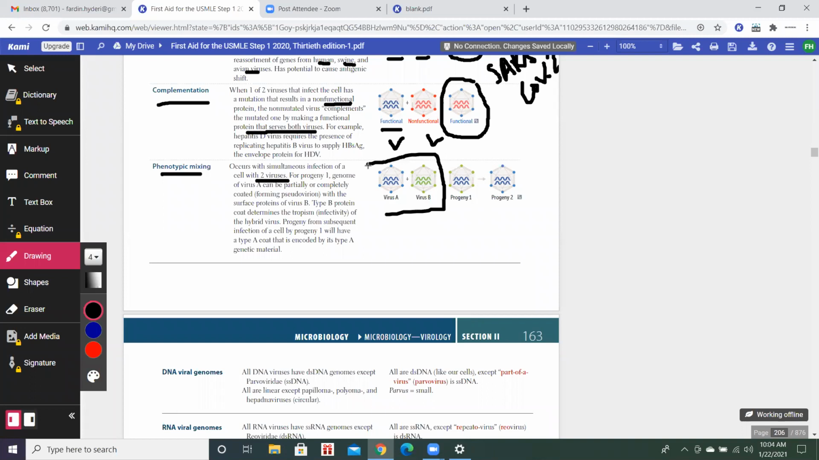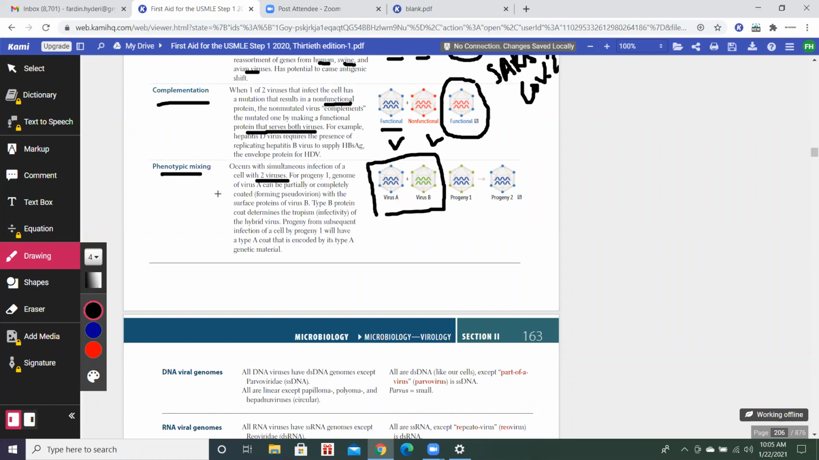And for progeny one, the genome of virus A can be partially or completely coated with the surface proteins of virus B. So when they get infected together with virus A and virus B, the genetic material is that of virus A, but there is only a change in the surface protein. And the type B protein coat determines the tropism of infectivity of the hybrid virus. The progeny from subsequent infection of a cell by progeny one will have a type A coat that is encoded by its type A genetic material.